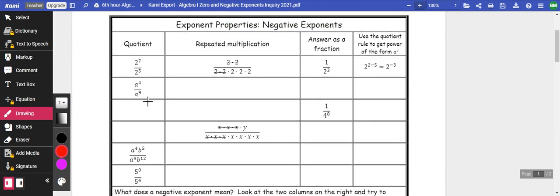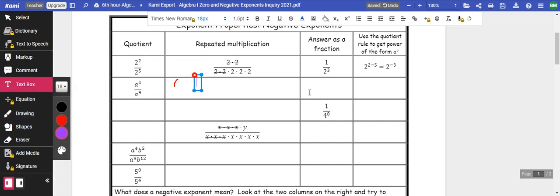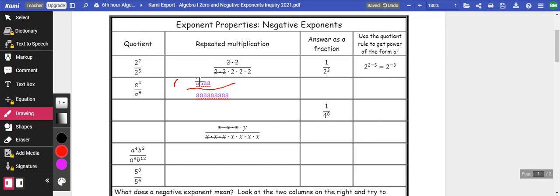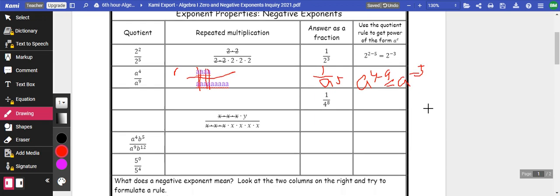So if we look here with a to the fourth over a to the ninth, we have 4 a's on top. Maybe typing this is better. 1, 2, 3, 4. On the bottom, we have 1, 2, 3, 4, 5, 6, 7, 8, 9. Let's get this pretty line through it. And we get a over a is 1, a over a is 1, a over a is 1. We're left with 5 on the bottom. So we get 1 over a to the fifth, which could be the same as a to the fourth minus 9 gives me a to the negative fifth. Guess what? 1 over a to the fifth is the same as a to the negative fifth.